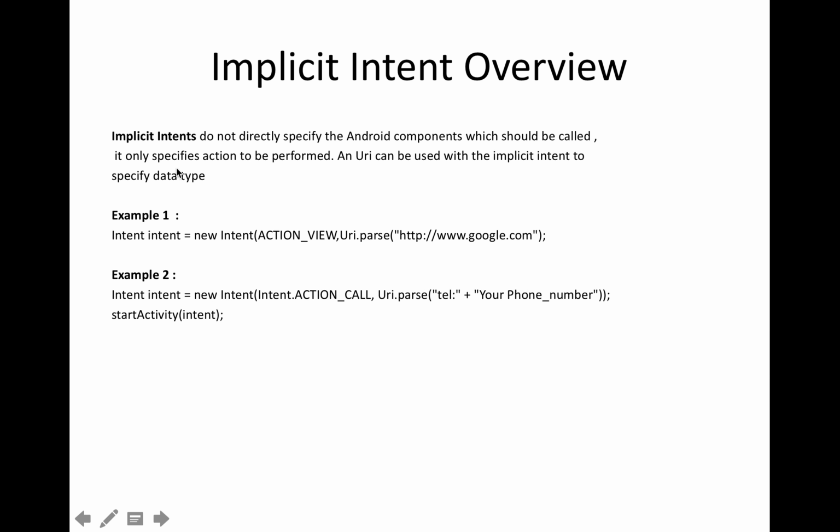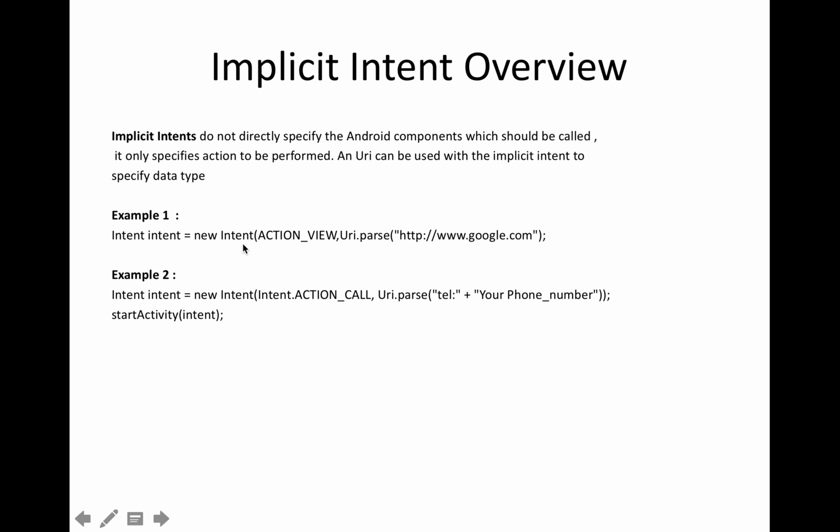Implicit intents do not directly specify the Android component which should be called. It only specifies the action to be performed, and a URI can be used with the implicit intent to specify the data type. Suppose we want to go to any web page such as google.com. When we click the button, it redirects to google.com. This time, Android implicit intent is called.